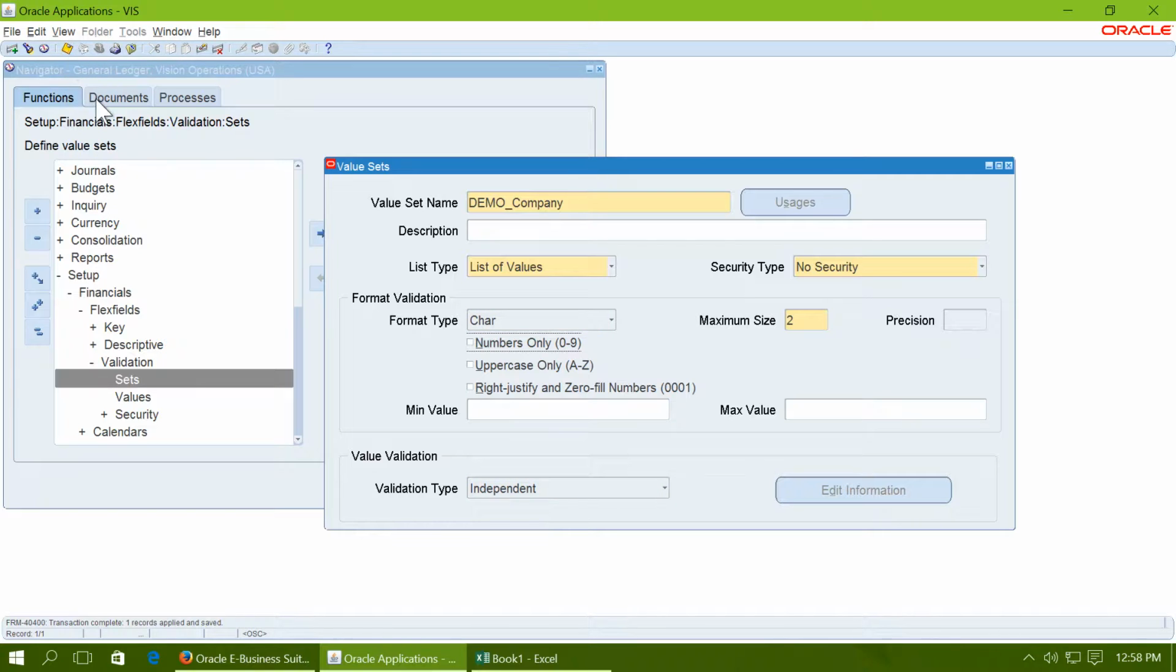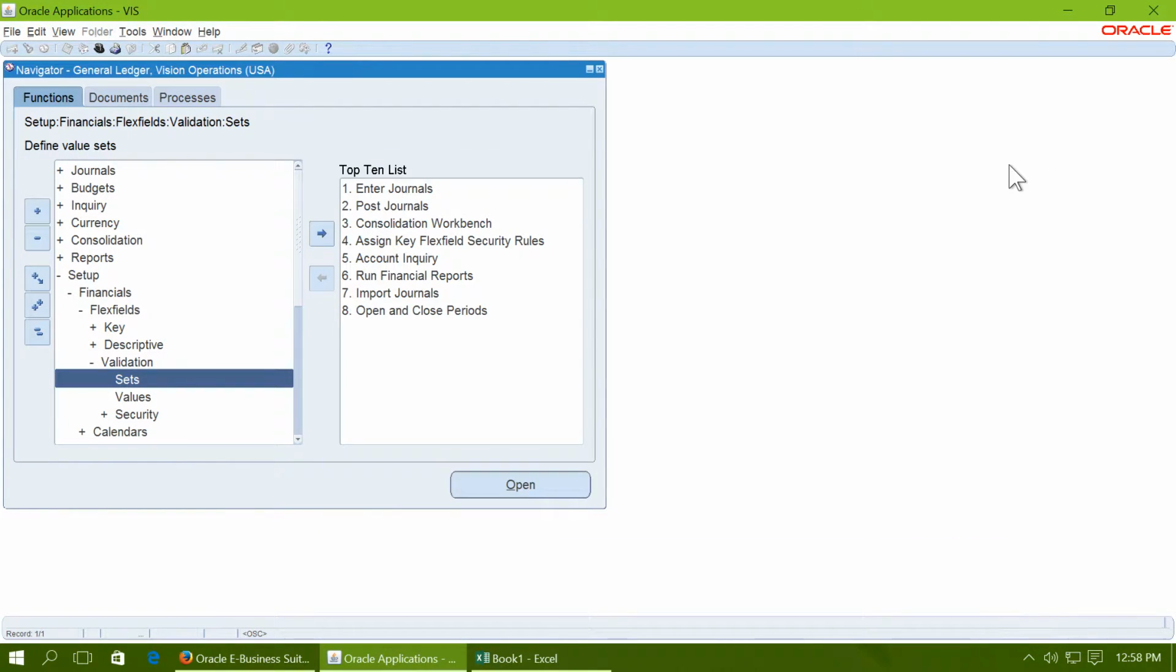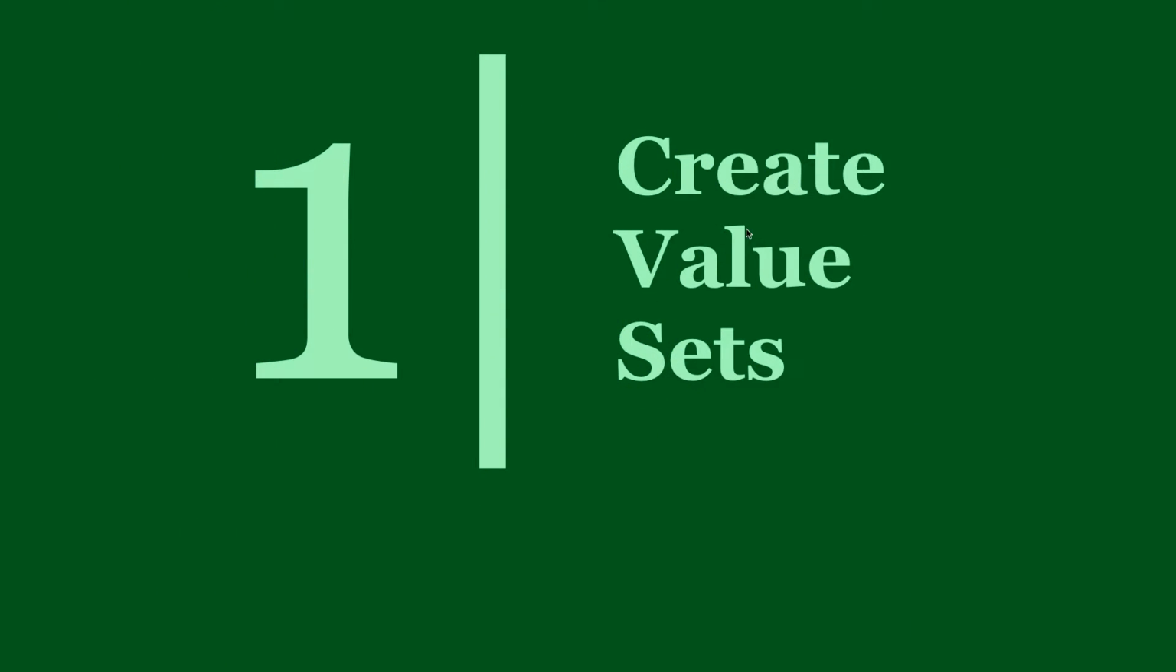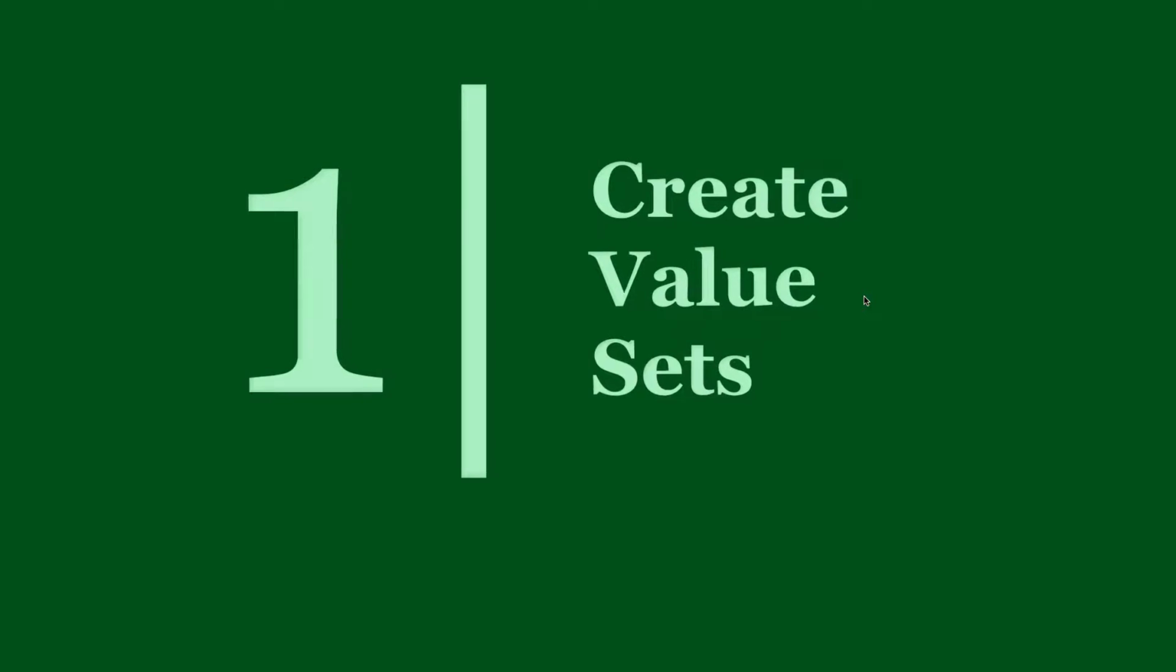Save the value set, create the next value set, demo department. As the codes are 110, 130, that means 3 digits, put 3. Save the value set and create the last value set, demo account. The width is 5 digits, hence put the maximum size as 5 and save. We have created the value sets. Create value sets, that is the first step we have completed.